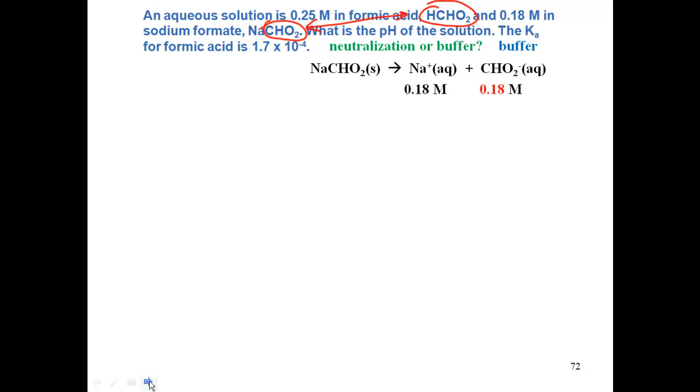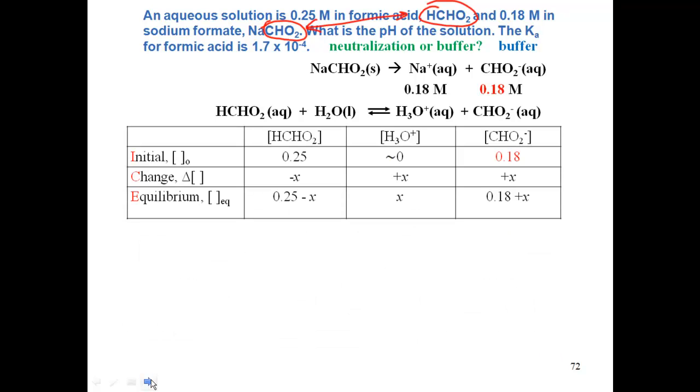Once I do my dissociation, then what I do is I do my hydrolysis of the acid component, which would be HCHO2, gives me hydronium and my formate ions. Then anytime I write an equilibrium, the next step is always my ice table. I set up my ice table.